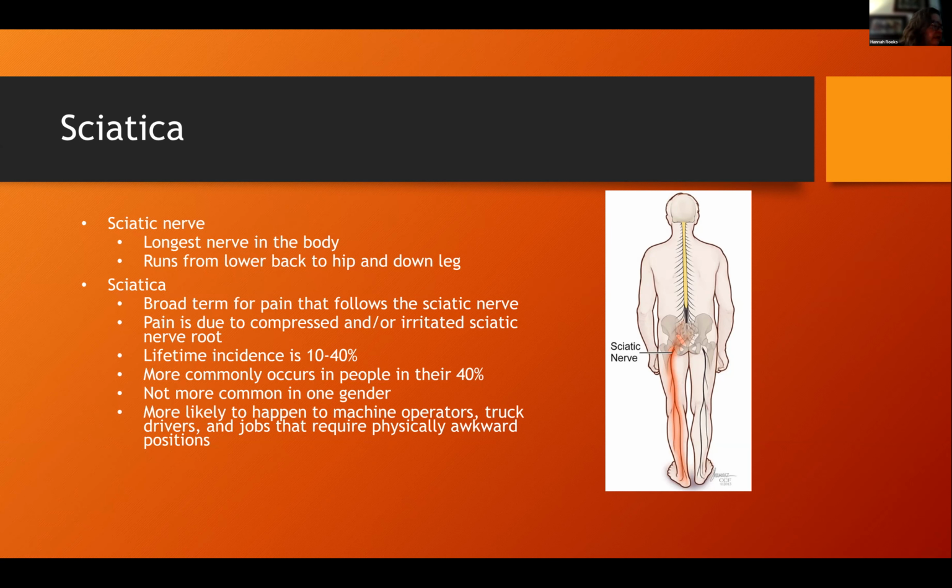Sciatica's lifetime incidence is 10 to 40%, and it most commonly occurs to people in their 40s. The annual incidence rate is 1 to 5%, and it is not more likely to affect one gender versus the other. However, it is more likely to occur in certain occupations. That would be machine operators, truck drivers, or any jobs that require physically awkward positions.